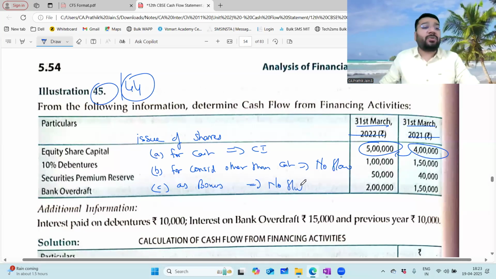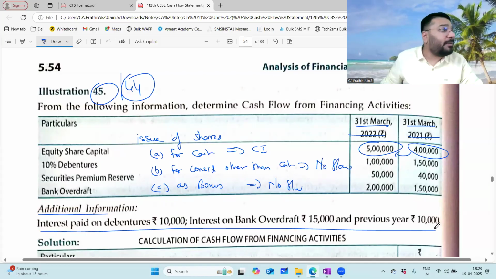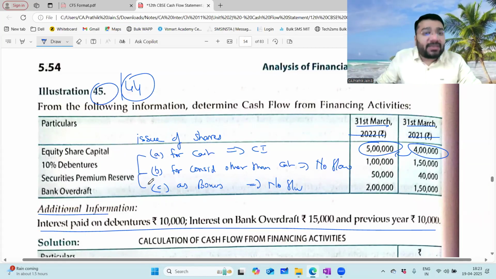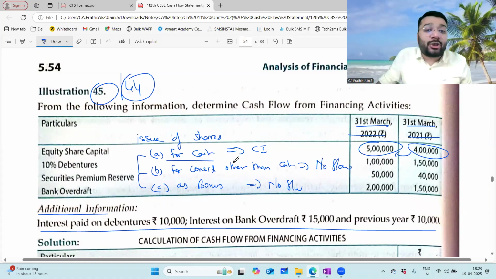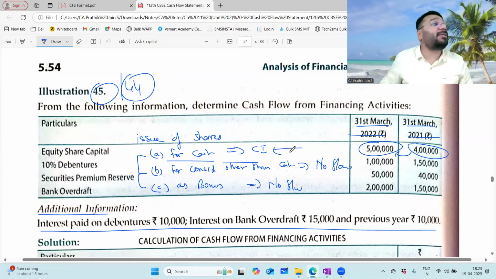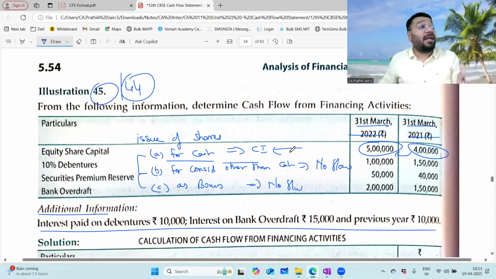Now here in this question, if you look at the additional information, there is no information about the equity share capital. So out of these three, which is the best assumption that you will take? Sir, nothing mentioned means shares are issued for cash because this is the maximum possible scenario. So the question is silent about the type of the shares issued. It is always for cash.